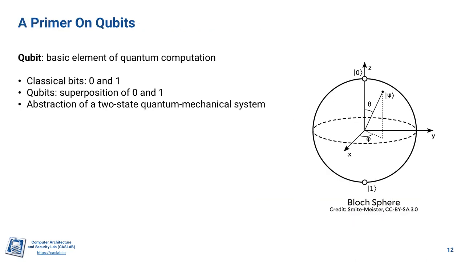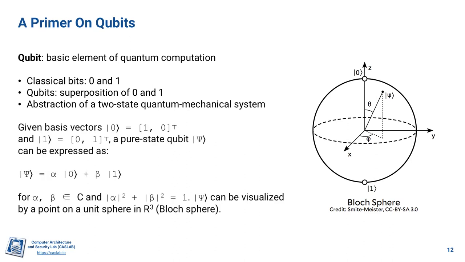And then, as a very small detour to quantum computing: in quantum computers, we of course deal with qubits instead of classical bits, which are a superposition of zero and one. Typically we have an abstraction of a two-state quantum mechanical system. Actually, there's a lot of research now on using qutrits and using more than two states, which leads to some security problems, which we have demonstrated. But for this talk, we assume it's a two-state quantum mechanical system.